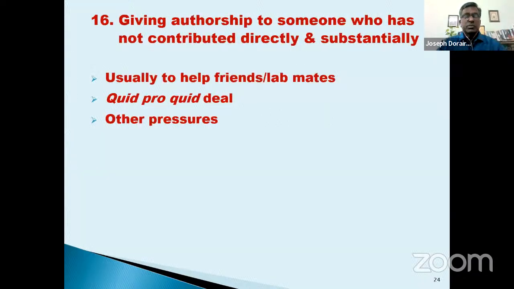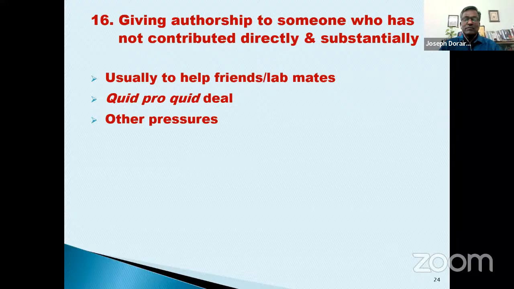Okay, then the 16th one, it happens in all subjects, whether it is arts or humanities or languages or pure sciences or social sciences: giving authorship to people who have not contributed directly and substantially. I am writing a paper. I teach English. My wife also teaches English. I have never done it and I will not do it. I'm just giving an example.